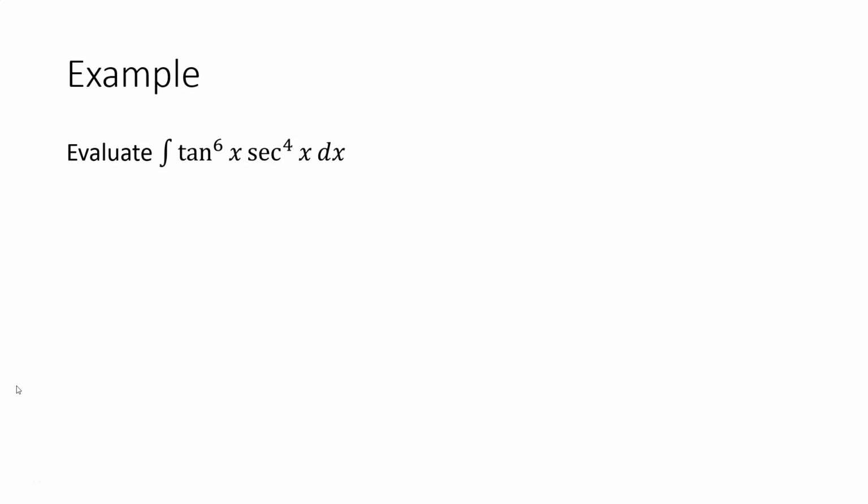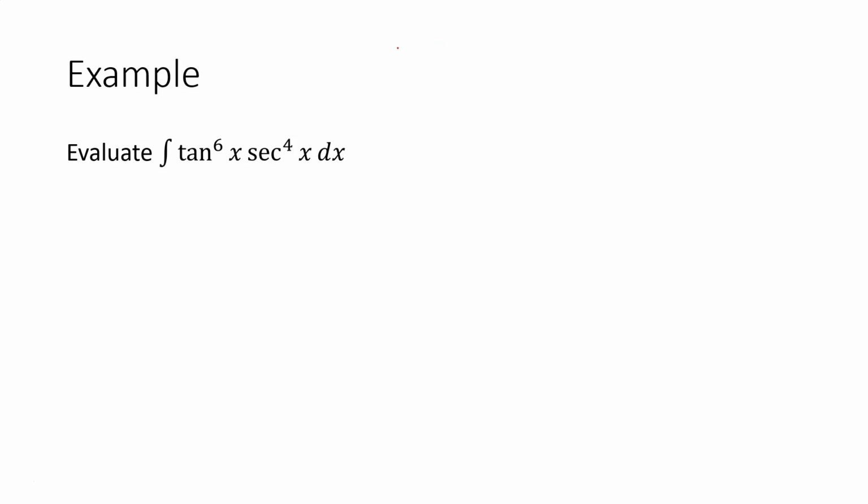Next, we want to develop a strategy for dealing with powers of tangent and secant. So in this example, we have tangent to the 6th times secant to the 4th. If we're thinking about developing a strategy, we might want to consider what we did in a previous example where we were able to break off some factor and save it later for a substitution. So in this case, what might be a good factor to save for substitution?